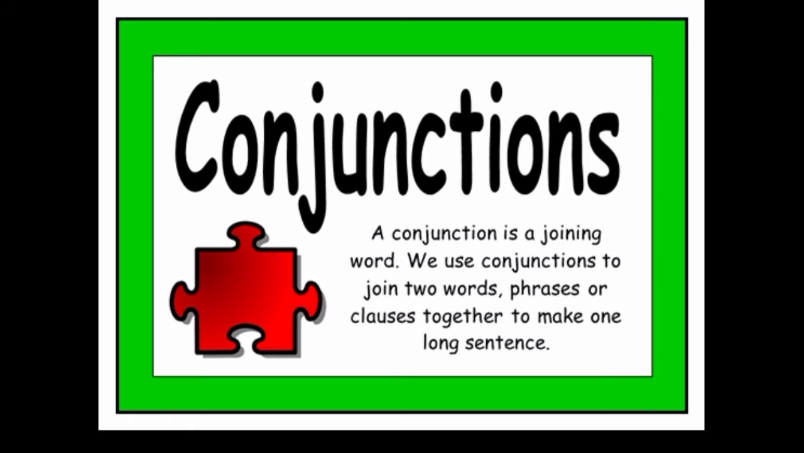We use conjunctions to join two words, phrases, or clauses together to make one long sentence. So it means it is a kind of linker or connector, meaning junction. As we know, at a junction the train comes and thereafter goes to another station also. So it is a kind of junction where different tracks meet.